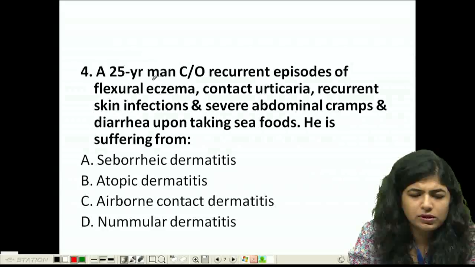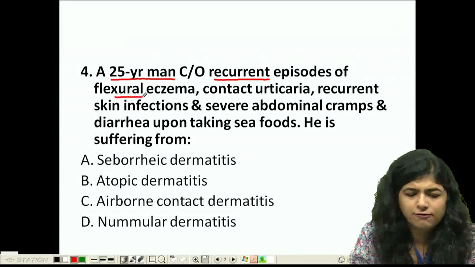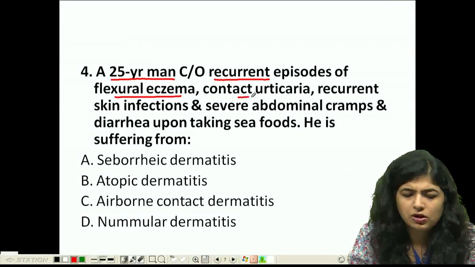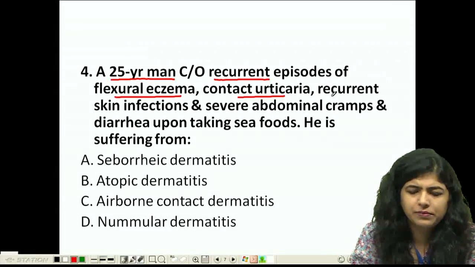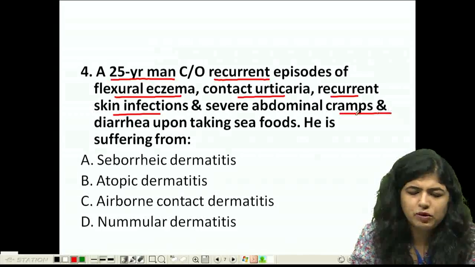The question is talking about a 25-year-old man with recurrent flexural eczema, contact urticaria, recurrent skin infections, and abdominal cramps upon taking seafood.